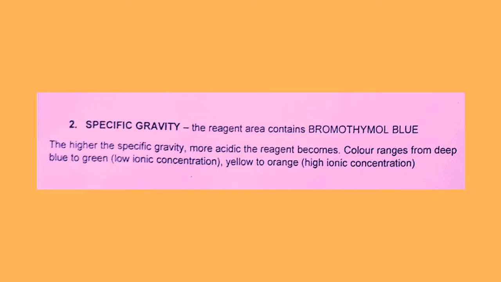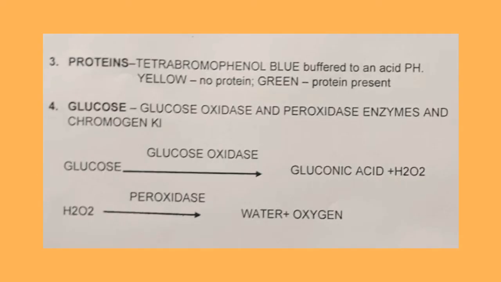Coming to specific gravity, the reagent area contains bromothymol blue. The higher the specific gravity, the more acidic the reagent becomes. Color changes from deep blue to green and yellow to orange in high ionic concentration. For proteins, tetrabromophenol blue buffered to an acid pH is used. Yellow indicates no proteins, and green indicates protein present.